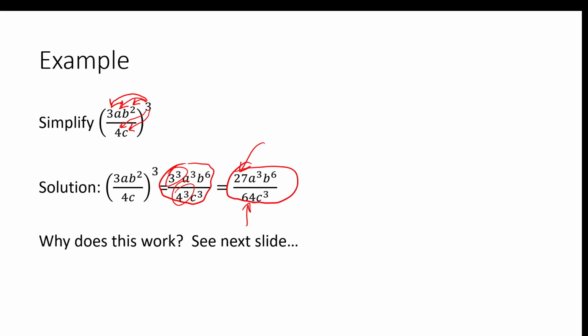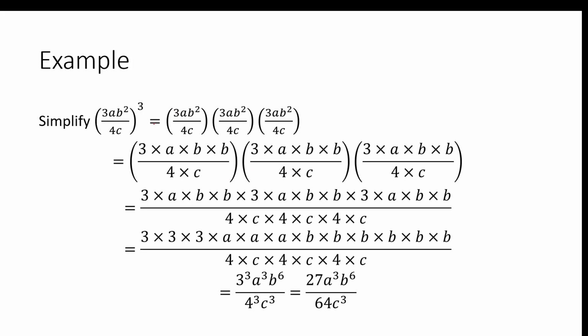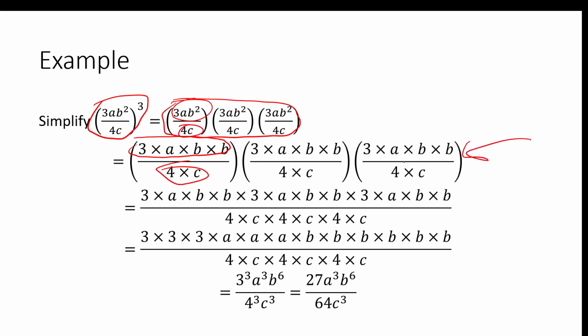Now you might wonder, why does that work? Well, here's a really long slide, but when you have this expression raised to the exponent 3, you're really just putting them all next to each other. So instead of 3ab squared, we'll call it 3 times a times b times b. Instead of 4c, we'll call it 4 times c, and we just have 3 of them next to each other. So our numerator is just 3 times a times b times 3 times a times b times 3 times a times b, which is what's written here. And our denominator is just 4 times c times 4 times c times 4 times c.